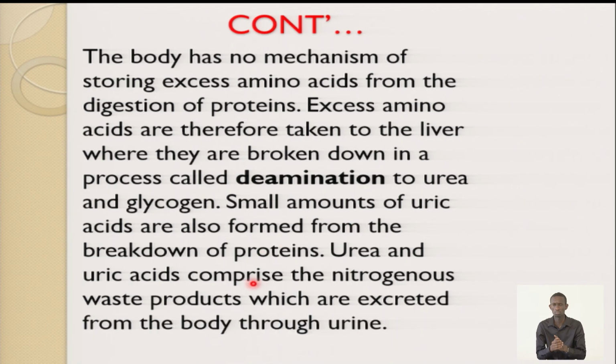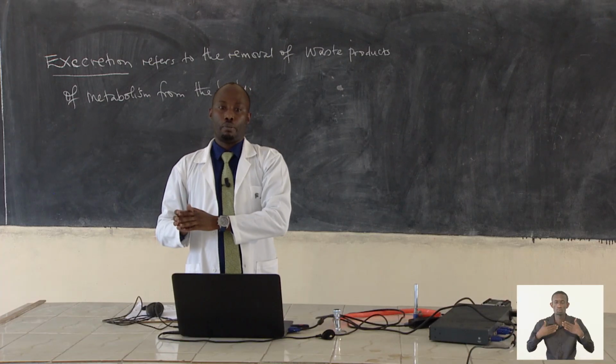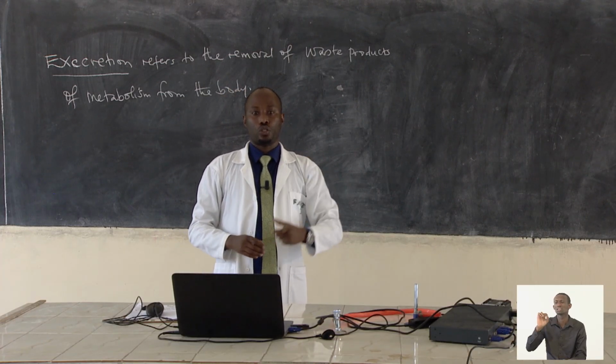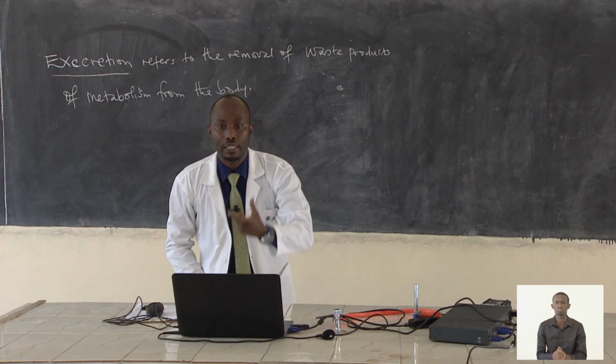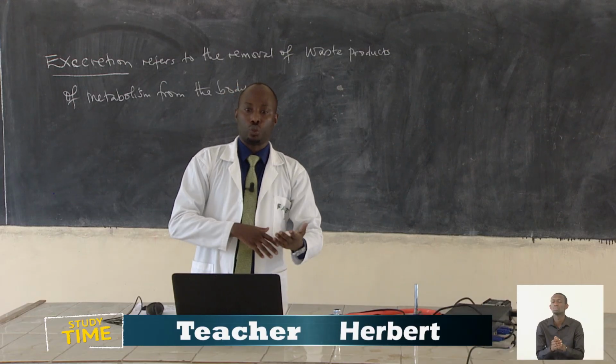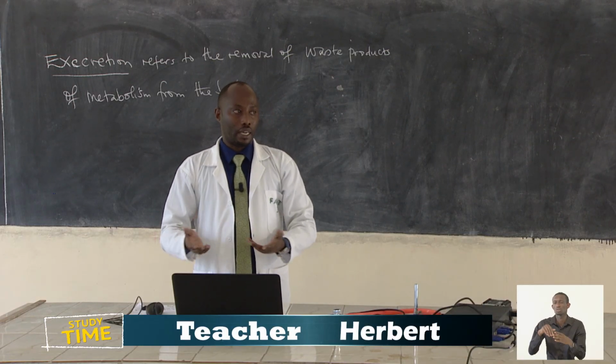Urea and uric acid comprise the nitrogenous waste products, which are excreted from the body through the urine. So these nitrogenous waste products, the urea and the uric acid, have to be excreted from the body through the urine, all right? So I was mentioning the process of deamination, which is normally done by the liver as one of the functions by which excess amino acids can be converted into urea as well as glycogen.